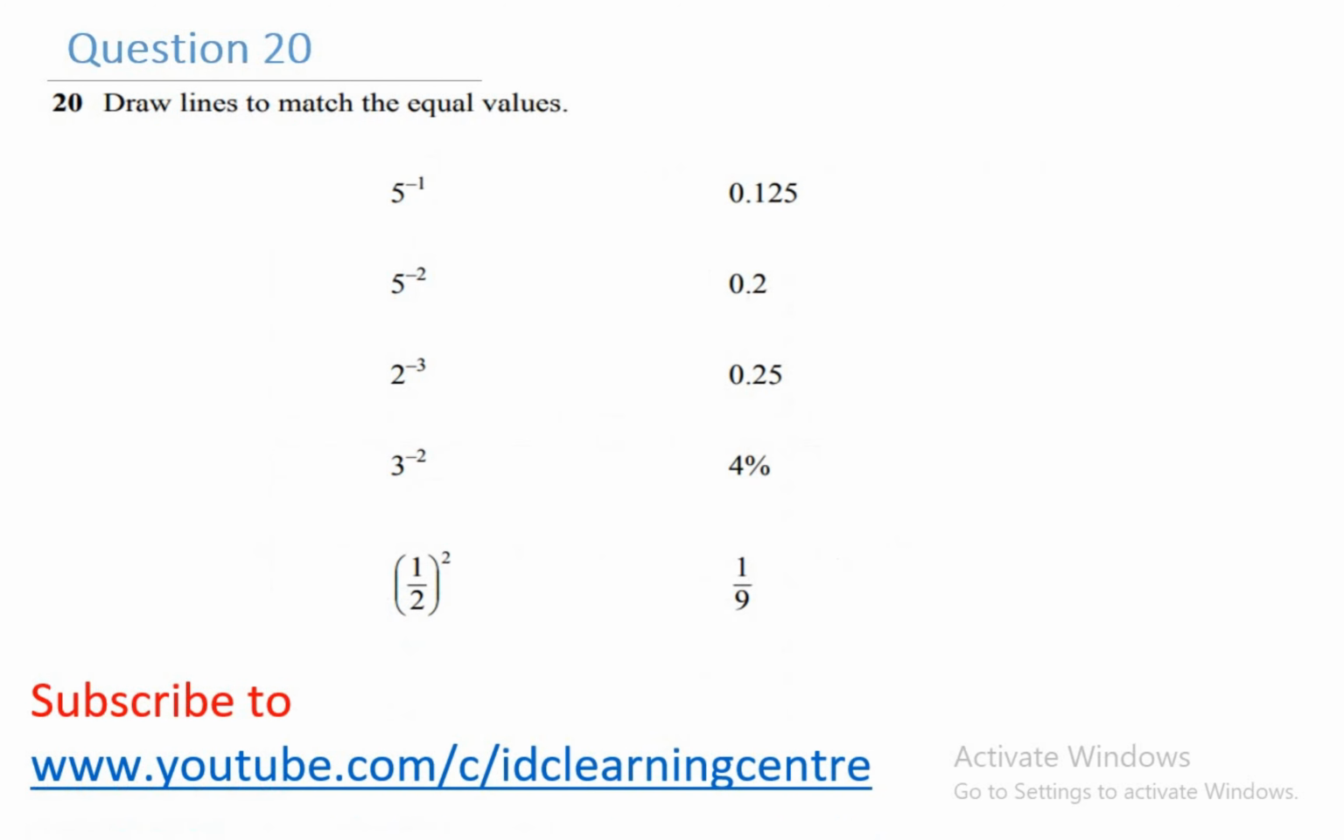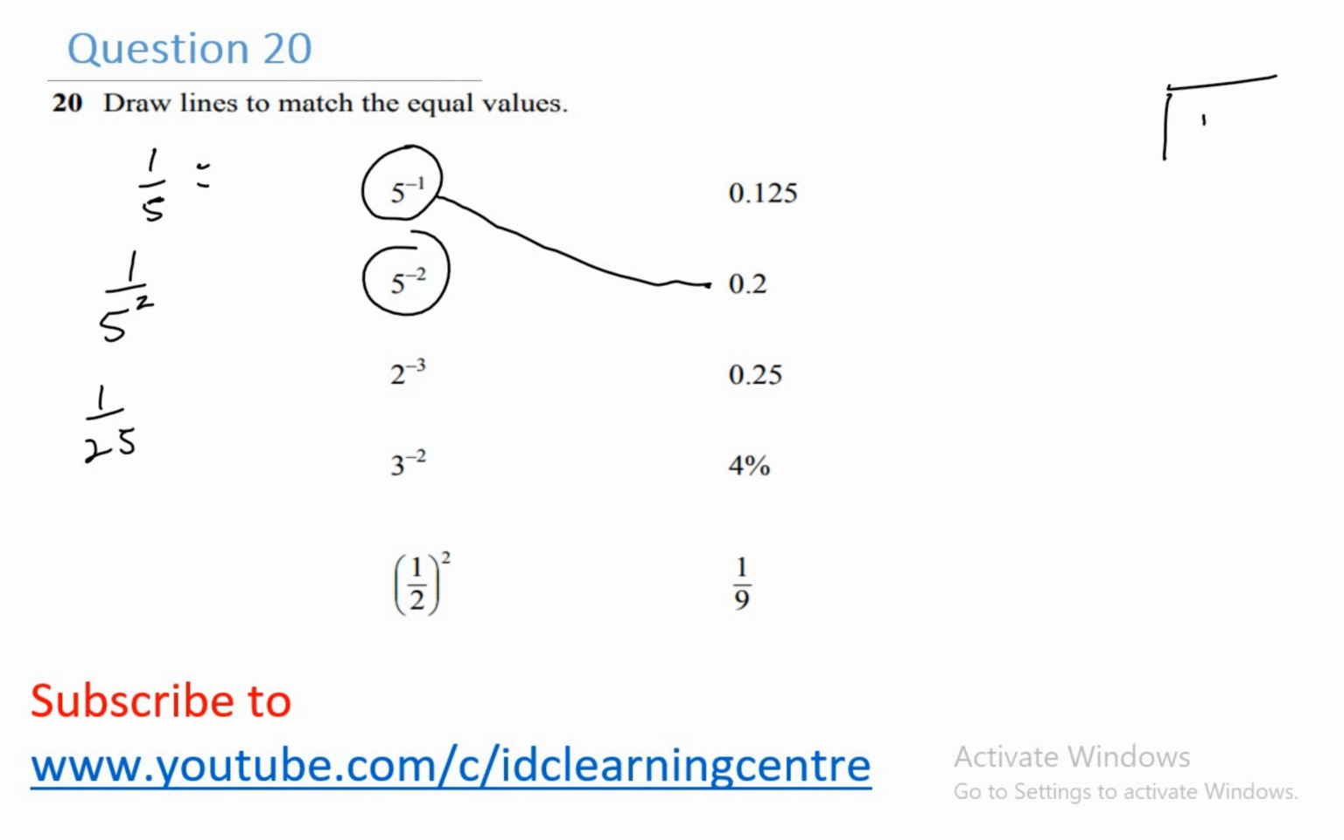Okay, for question 20, draw lines to match the equal values. This 5 raised to the power minus 1 is the same thing as 1 over 5. If you divide 1 by 5, it's going to give you 0.2, so this will match this. This is the same thing as 1 over 5 raised to the power 2, which is the same as 1 over 25.